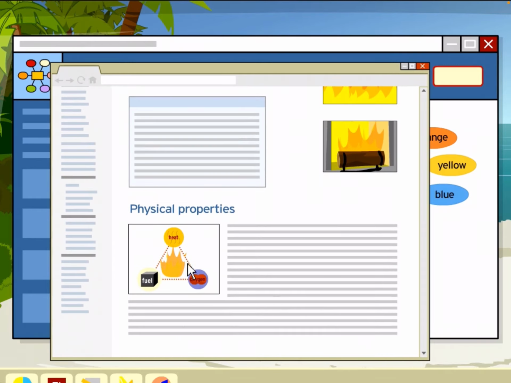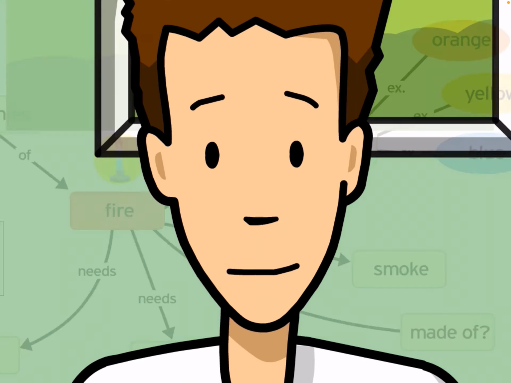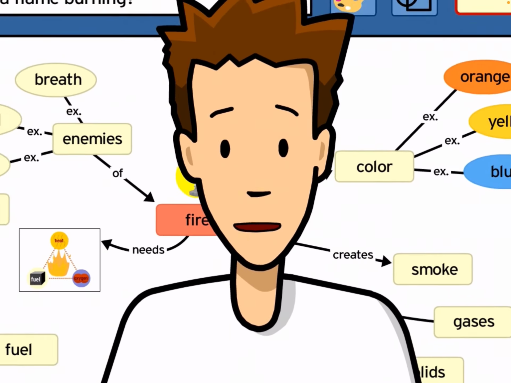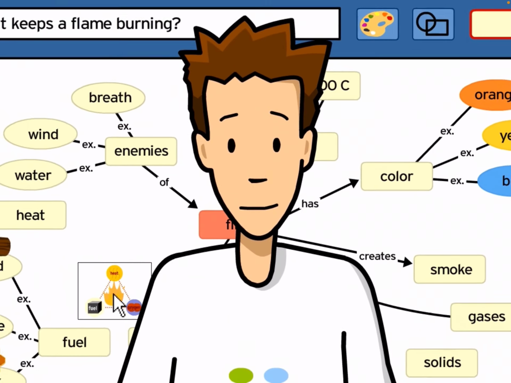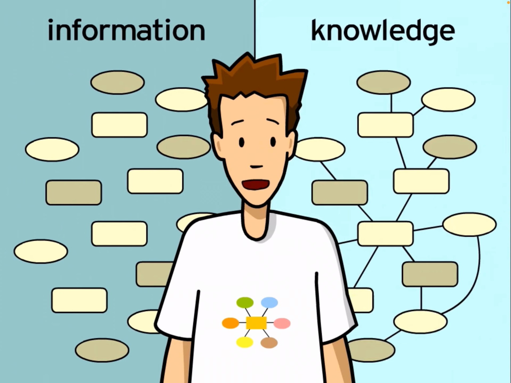And if I find anything unexpected, I can still include it. Fitting all this info into my map will help me understand and retain it. Instead of trying to memorize a list of new ideas, I'll be figuring out how they link up with what I already know. In other words, I'll be converting information into knowledge.